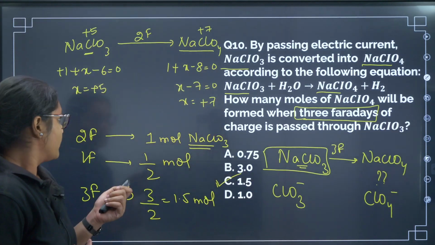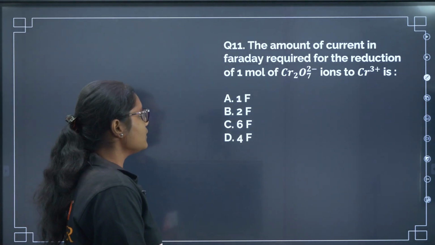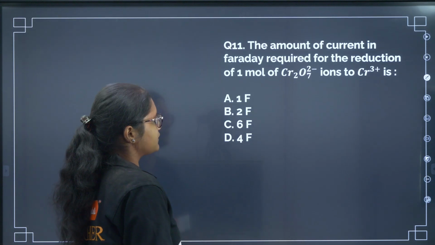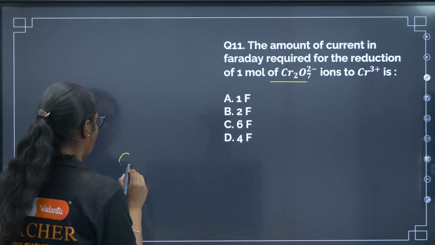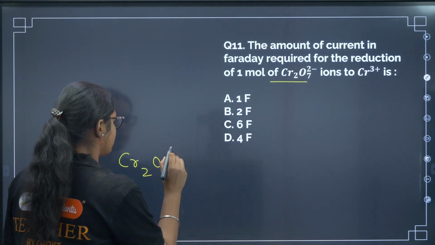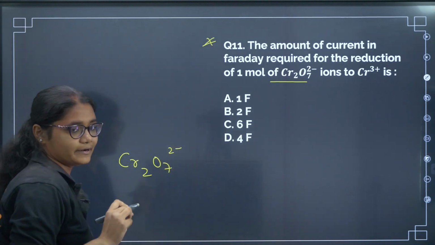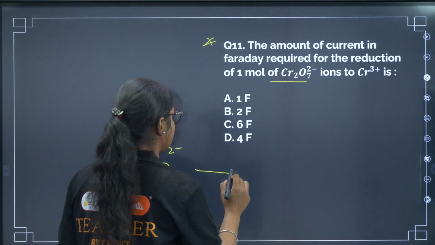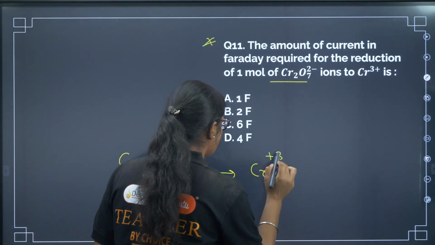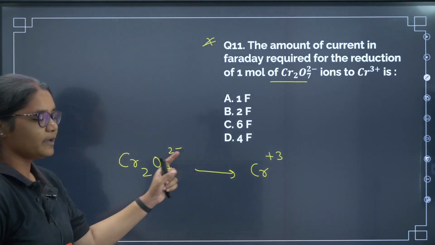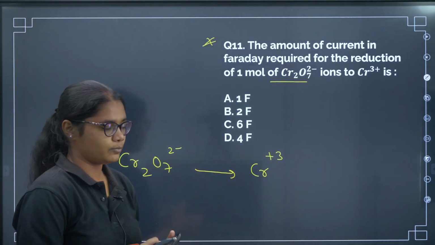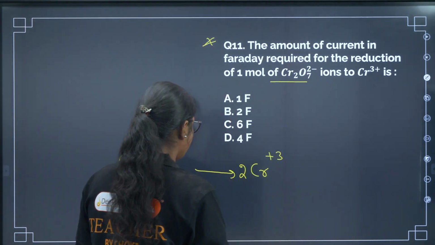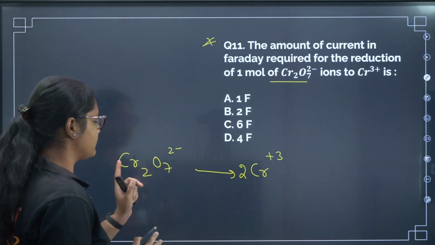Okay. Next, the amount of current in Faradays required for the reduction is given. Cr2O7 2 minus, this example is asked many a times. So see properly, we have Cr2O7 2 minus to Cr3 plus. So first of all, you have to see the chromium is not balanced, right? Here we have 2 chromiums and here we have 1 chromium. So we have to balance it. The other part is no need, you just have to think about chromium.